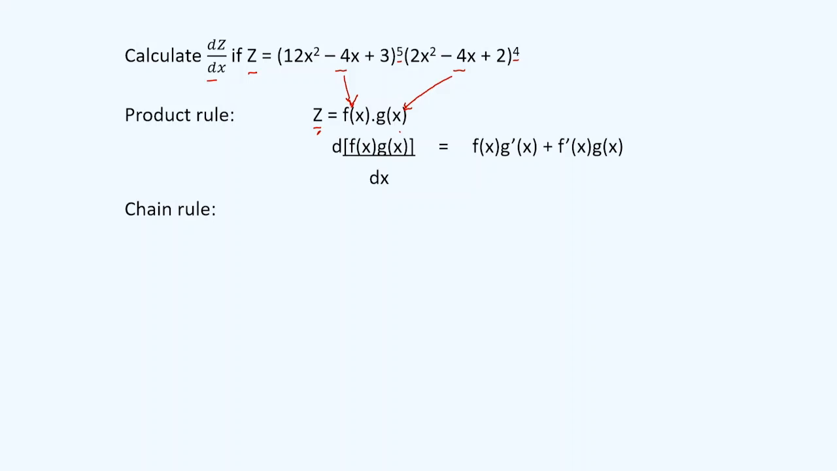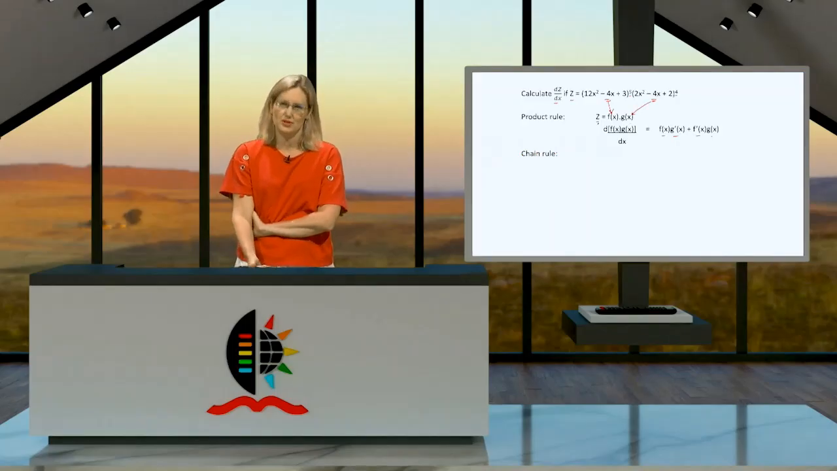We need to start by writing down f of x, the equation as it exists here in this form. We then need to multiply that by differentiating g of x, plus differentiate f of x, write that down here, and then multiply that by g of x, that equation there. So if we follow this rule, we will be able to differentiate z with respect to x.